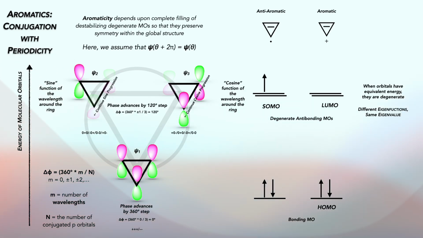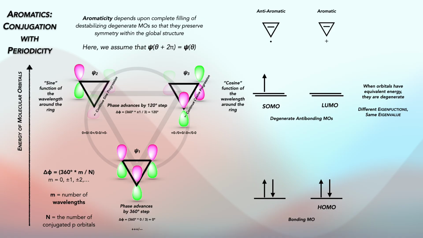So aromaticity is equivalent to conjugation with periodicity. Aromaticity is not some quote-unquote extra stability. Aromaticity is a conjugated pi system whose wave function is periodic and self-consistent. Once you impose periodicity, only certain phase progressions are allowed. And those phase progressions determine which orbitals are occupied, which orbitals are degenerate, which are stable, and which are unstable.